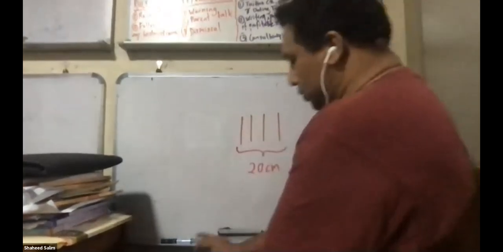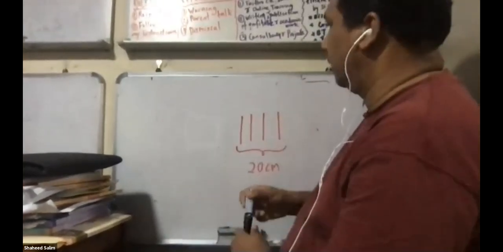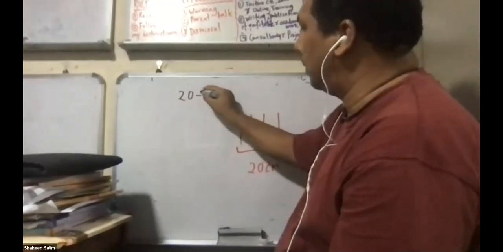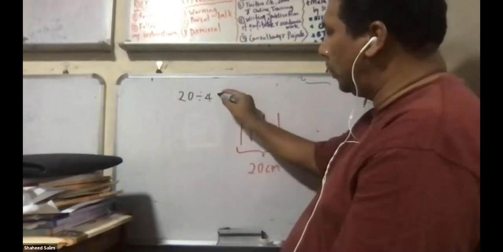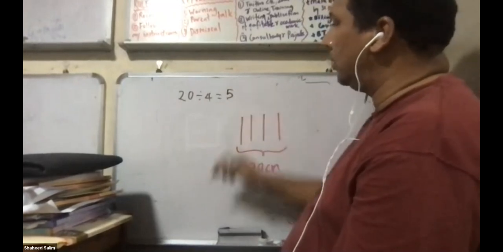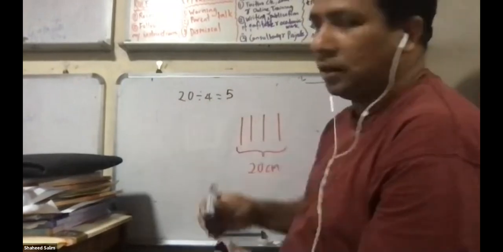You want to find one of these. You want to find 1 length. You must take 20 divided by 4. Why divide by 4? Because there's 4 of them. So now you want to find 1, you got to divide by 4. You get 5. How do you get 5? Now 4 times 5 is 20.